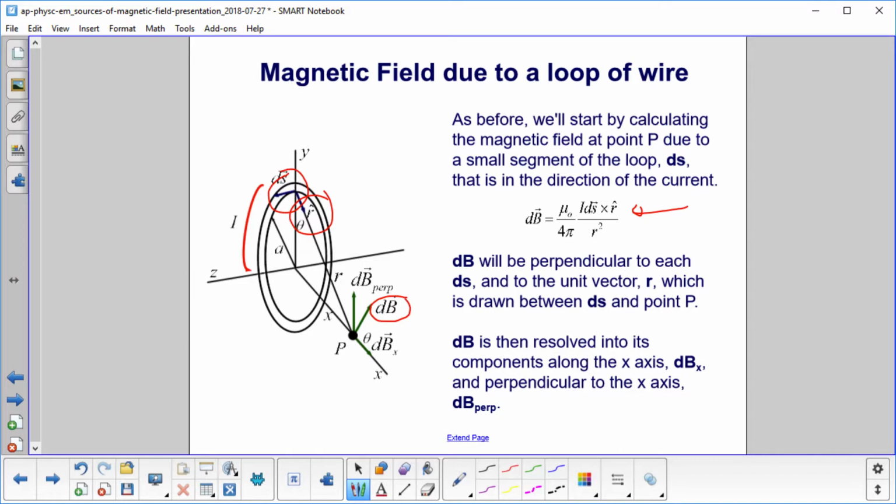So we're going to have to resolve dB into its components. One component will be along the x-axis, we'll call it dBx, and the other one will always be perpendicular to dBx, so we'll call that dB perpendicular. And this is a little tricky to see, but fortunately we have a shortcut here, and then you can see the angle theta here between dB and dBx is the same angle theta. And let me erase again. A lot going on in this picture.